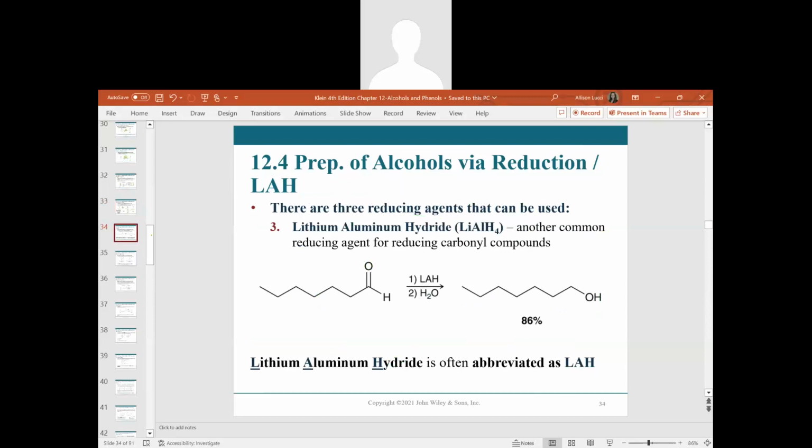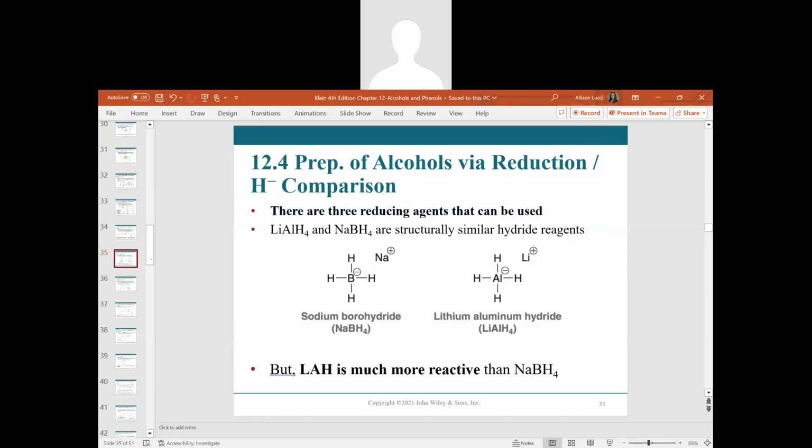So here's the second of our reducing agents that we're told are used. We have our H source, our hydride source from lithium aluminum hydride. So again, we see instead of a ketone, now we have this aldehyde, and it has been reduced using LAH, the abbreviation for our lithium aluminum hydride, in a water solvent. So we see a yield here of about 86% for this alcohol.